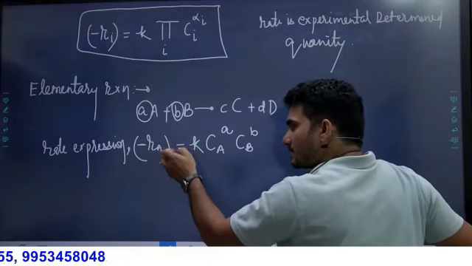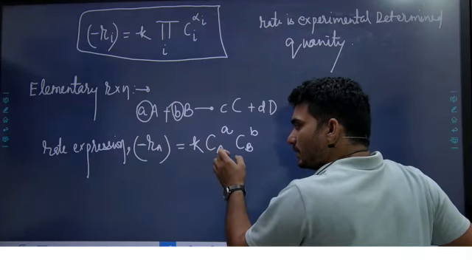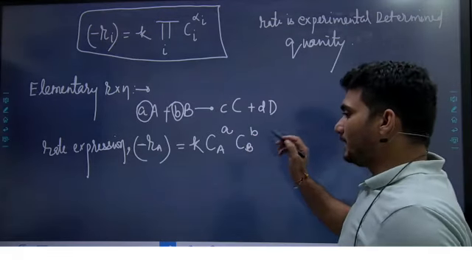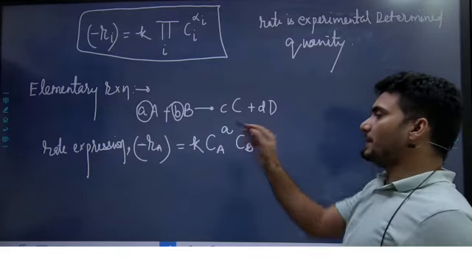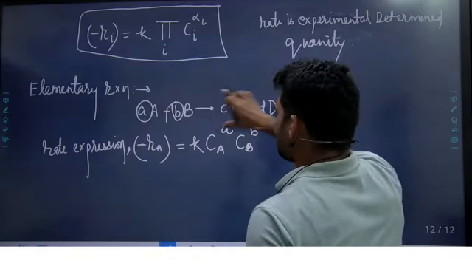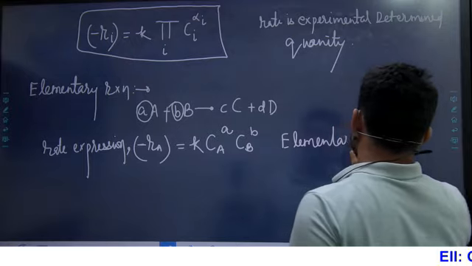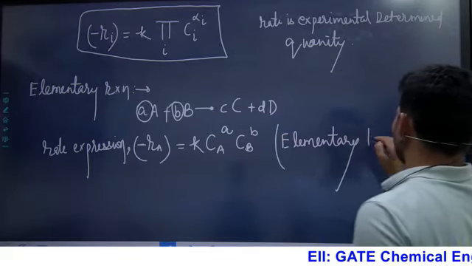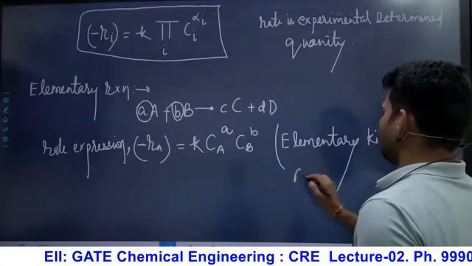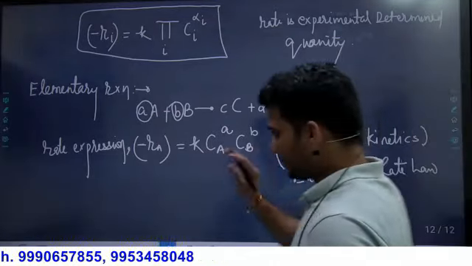So we are finding it as minus rA, which is directly proportional to concentration of A to the power a, concentration of B to the power b. When I am finding it in this manner, I will say this is the elementary reaction and it is the elementary kinetics, or elementary rate law, you can say. Try to understand.